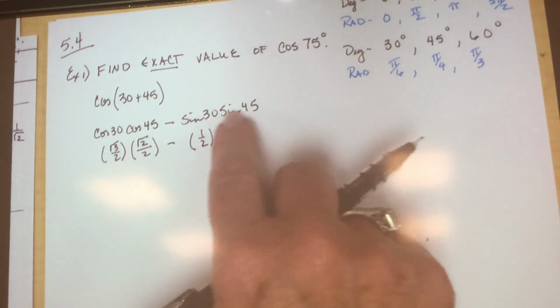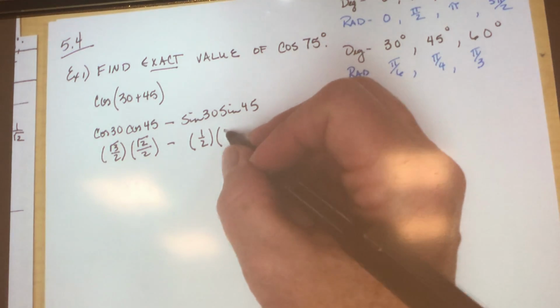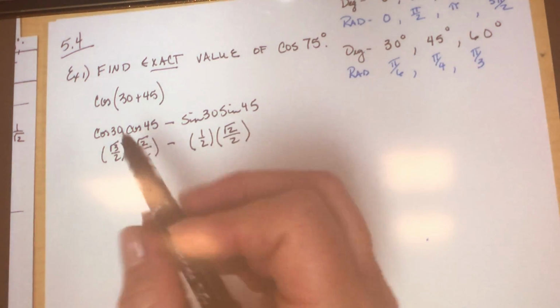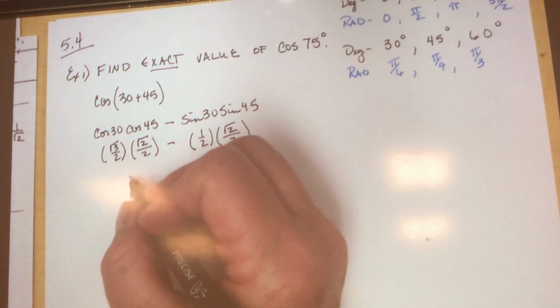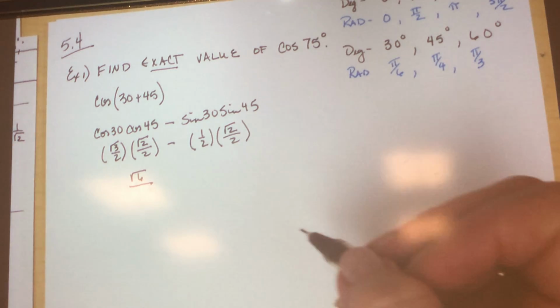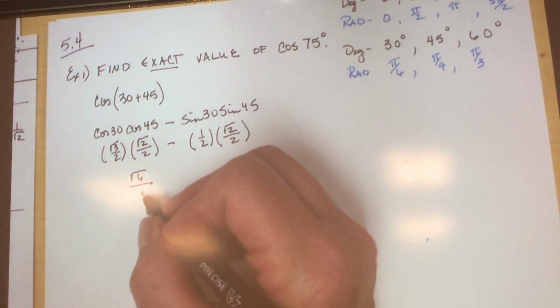Yeah, those are the same. Those are co-functions of complements, and they are congruent. Square root of 2 over 2. How do you multiply fractions? Top times top, bottom times bottom. So, square root of 3 times square root of 2? Square root of 6. What is 2 times 2? 4.